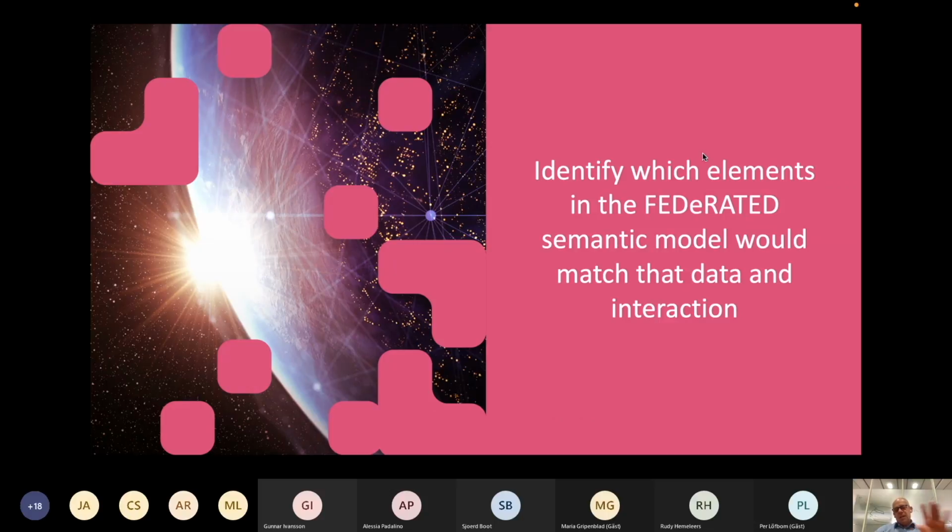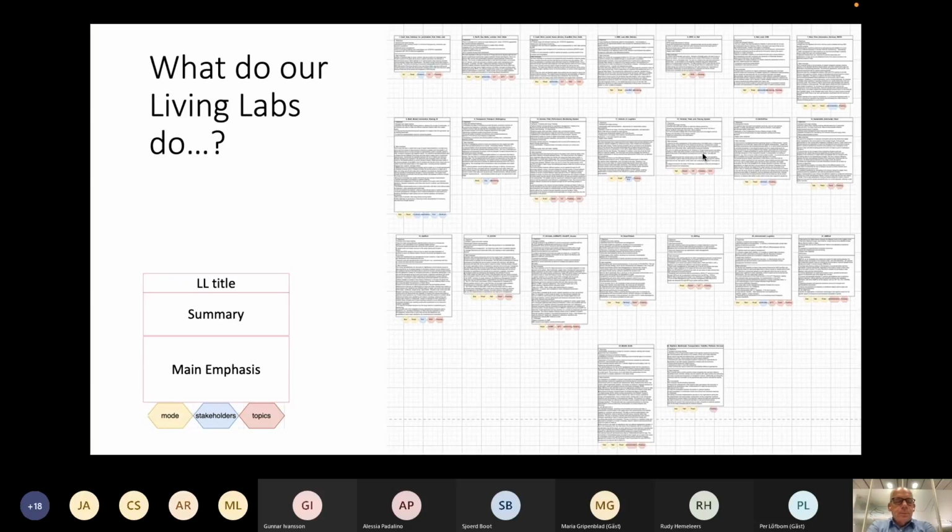Okay, this is the first part. The next part is what are the elements of the FEDeRATED semantic model that would match the data and the interaction. Now that's maybe a bit of a mouthful, but it assumes that we already know who we're interacting with, which is currently probably not defined for most of the labs. So just a few words about that.